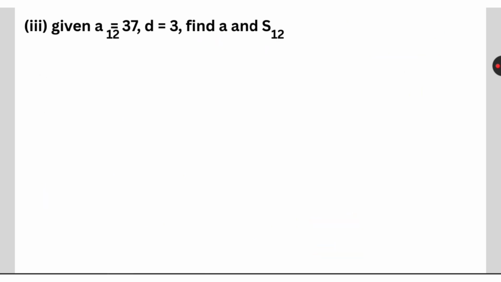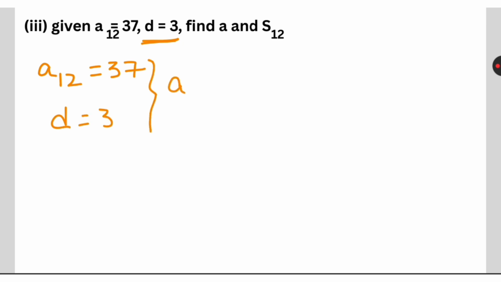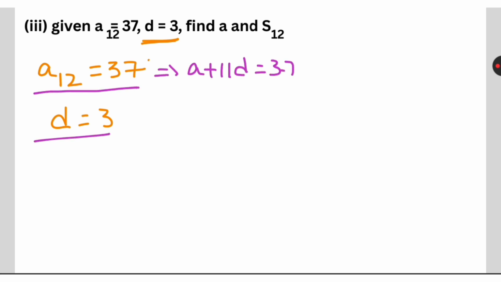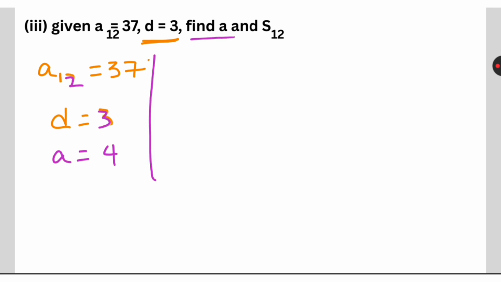Let's see another one. Here what they given is a12 as 37 and also they given the common difference is 3. So using these two we can find the a, the first term, isn't it? Here a12 is nothing but a plus 11d. Here we know the d. So let's substitute here. So a plus 11 times 3 which is 33, that is equal to 37. So send this plus 33 to the right hand side, it becomes minus 33. So 37 minus 33 which gives only 4. So the first term is 4. So we are done with this one.